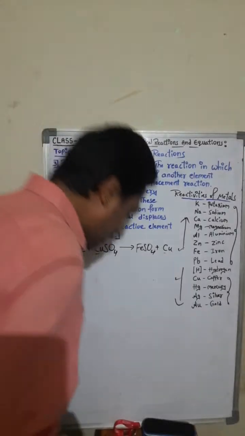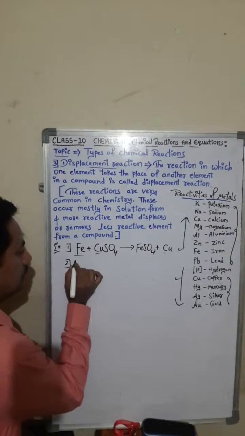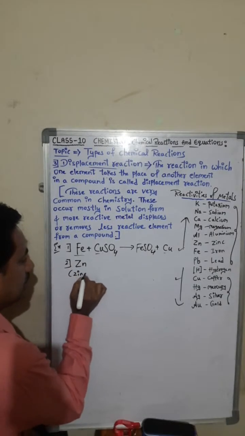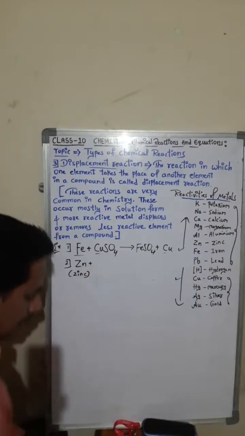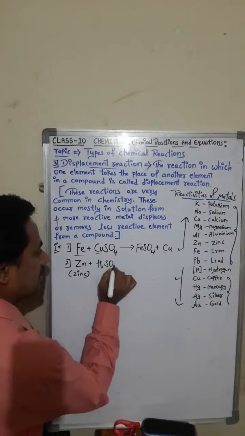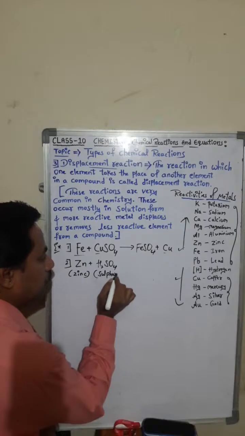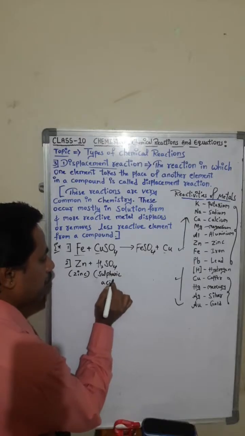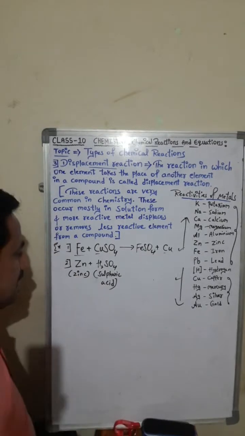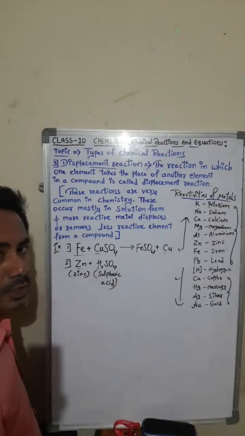So let's continue. We will take another example. Second example: what is Zn, students? Zinc. When zinc combines with sulfuric acid. This is sulfuric acid, the king of the acids, H2SO4. So what happens here? Can anybody tell? Hydrogen is more reactive or zinc is more reactive?